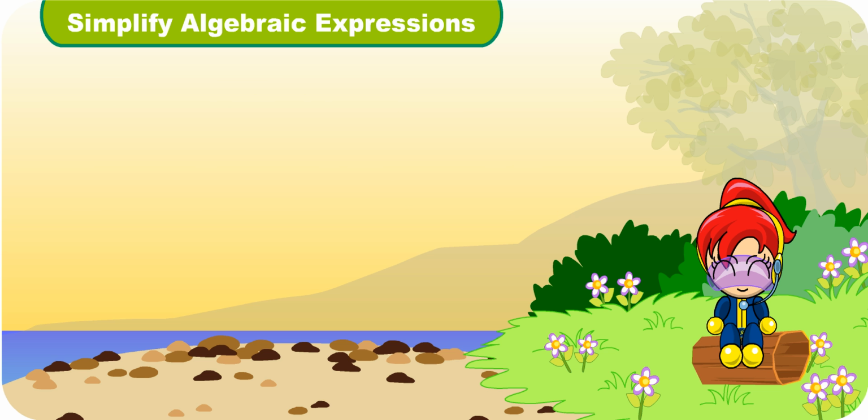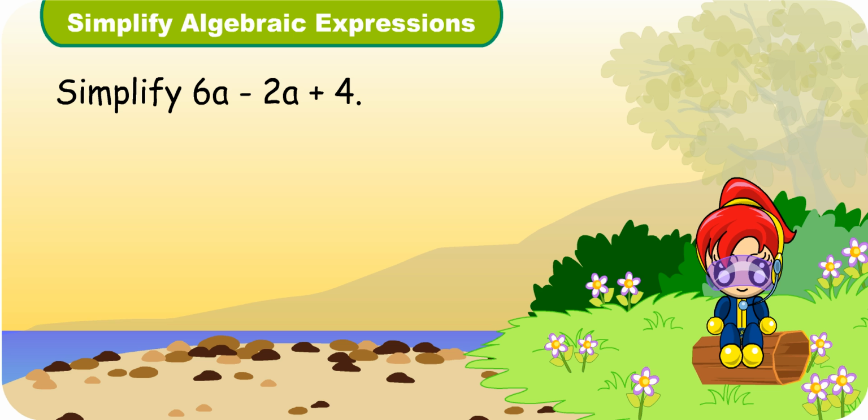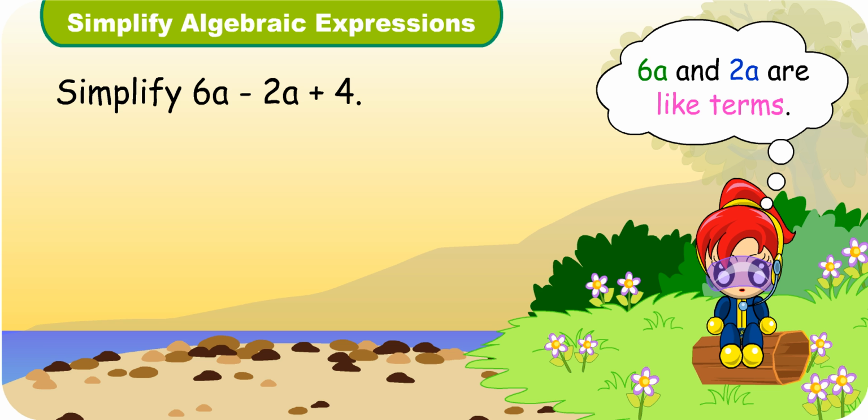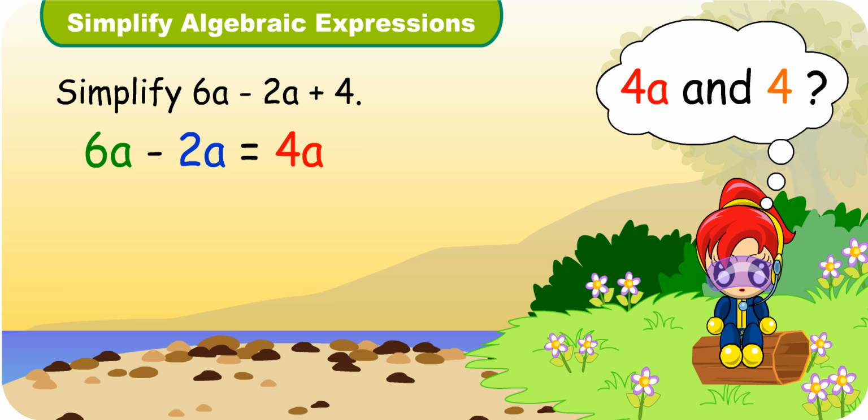Try this one. Simplify 6a minus 2a plus 4. I know that 6a and 2a are like terms. 6a minus 2a makes 4a. But how to perform operation on 4a and 4? 4a and 4 are not like terms as 4 has a letter after it.